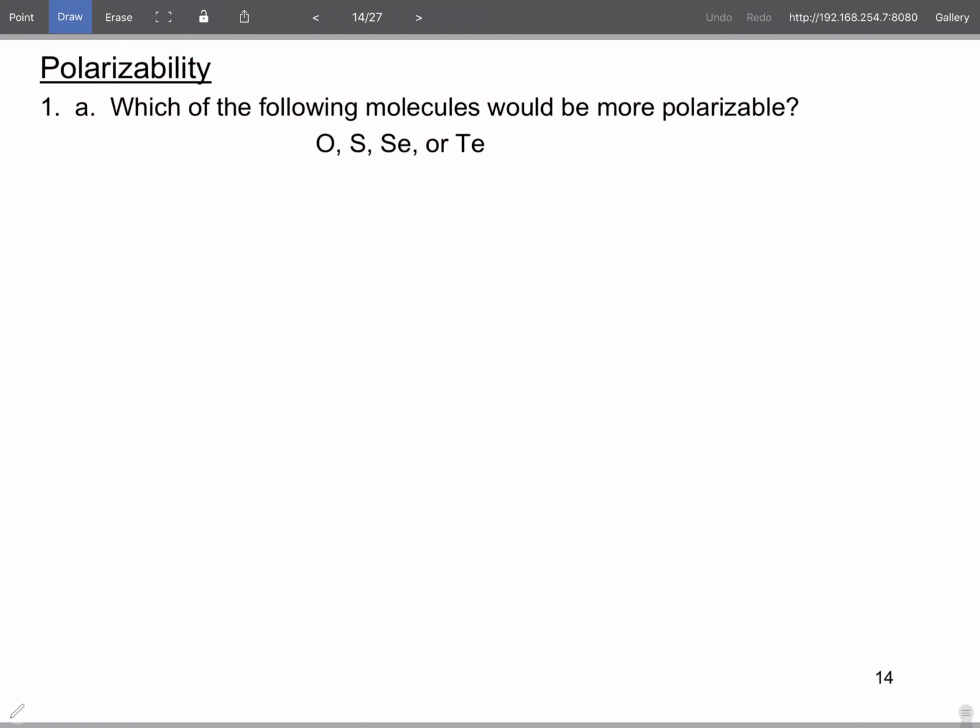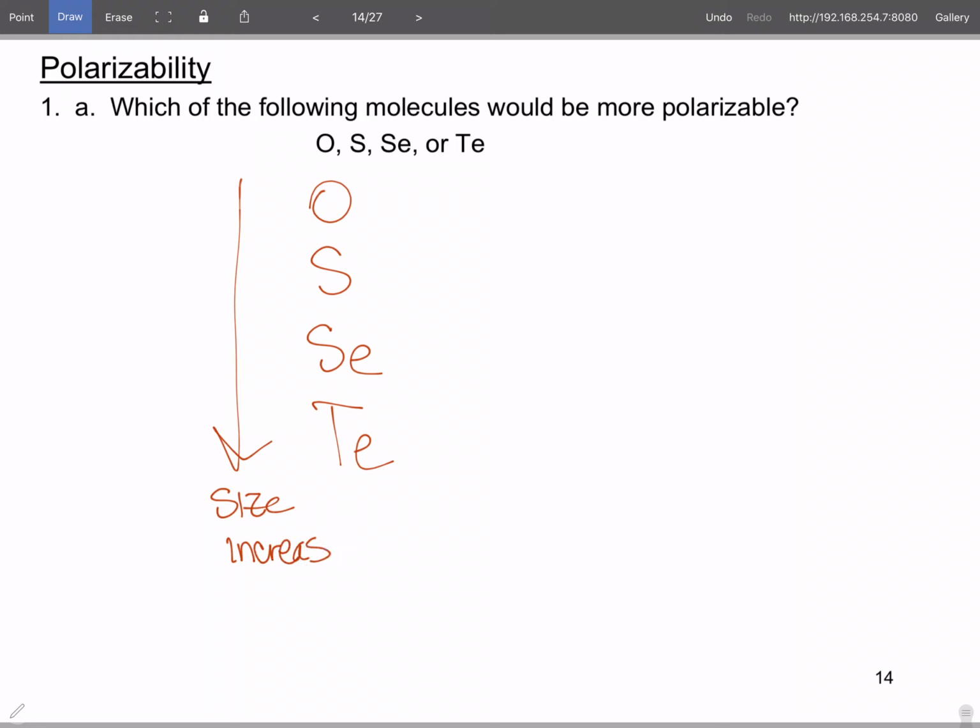Well, you're given a periodic table, so if you look at the periodic table, you'll notice that these are all in the same family. Well, that was easy. Okay, so as you go down the periodic table, your size is going to increase. As the size increases, you increase polarizability. So in this case, tellurium is the largest, so it will be the most polarizable.